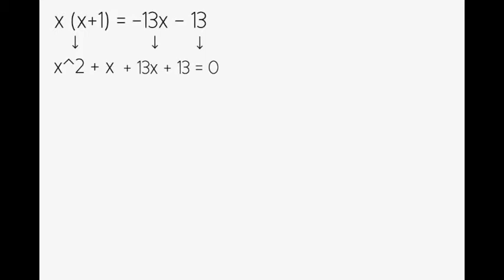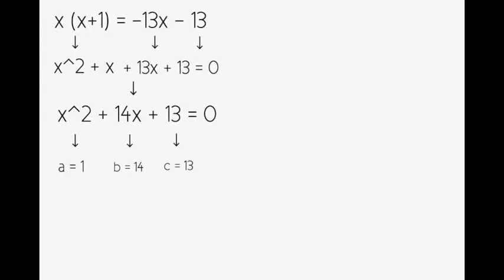We can still simplify this by adding x with 13x. Our equation will now be x squared plus 14x plus 13 equals 0. The next step is to get the values of a, b, and c. a is equal to 1, b is equal to 14, and c is equal to 13.